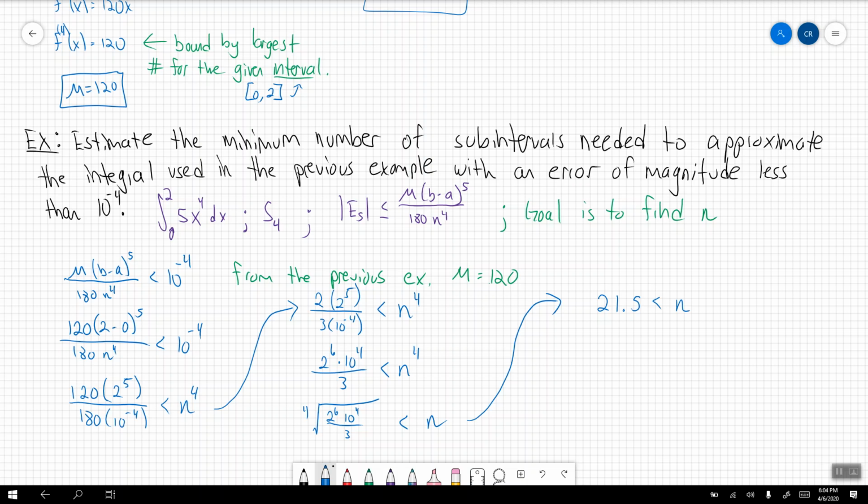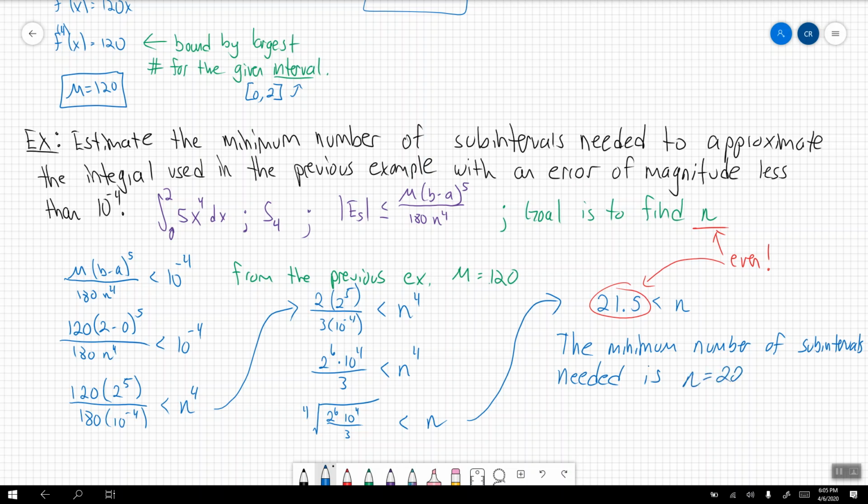So remember, for Simpson's rule, n must be even. This one's not even. How do we alleviate that? Well, let's make it a little bit more concise. The minimum number of subintervals needed is n is equal to 22.